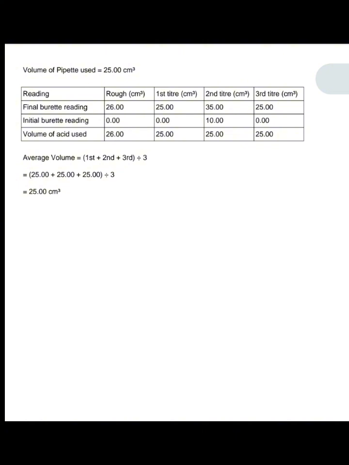So here we are done with our titration, and we have our average volume to be 25 cm³. If you look at the table, you can see we summed up our first titer, second titer, and third titer, and we got our average volume to be 25 cm³.